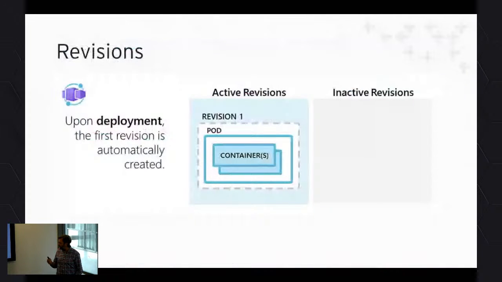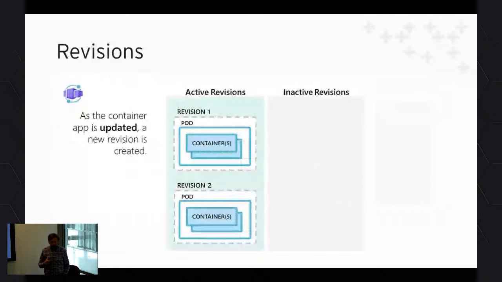Just to explain the concept of a revision a little bit more. When you deploy it the first time, you get one new revision, which is then active. This is where all traffic is being sent. When you do an update, as I just talked about, it will create a new revision. The old revision is still running. Once that new revision is up and running, traffic will automatically be shifted to the new one, and the old one will be put to inactive, and eventually it will go away.